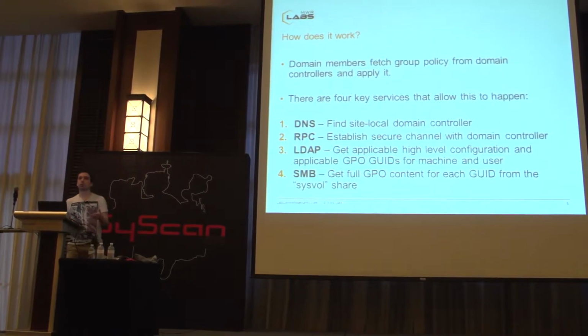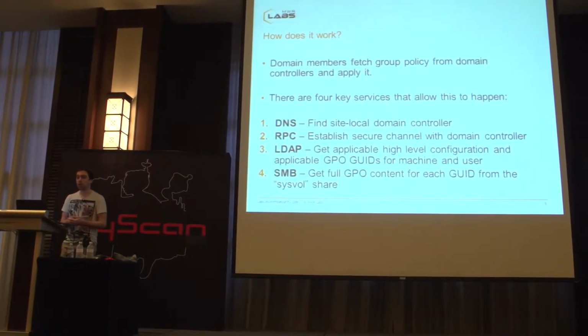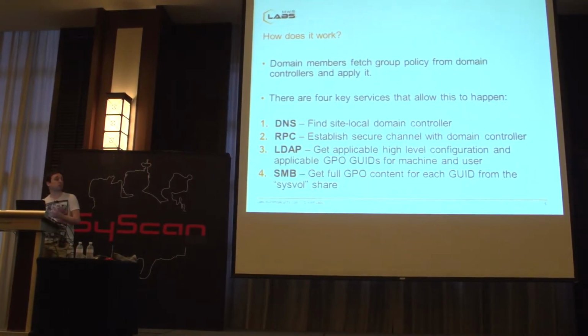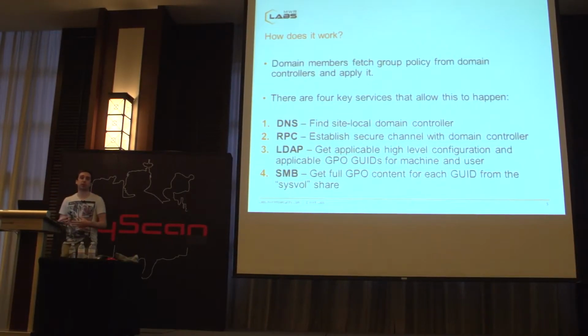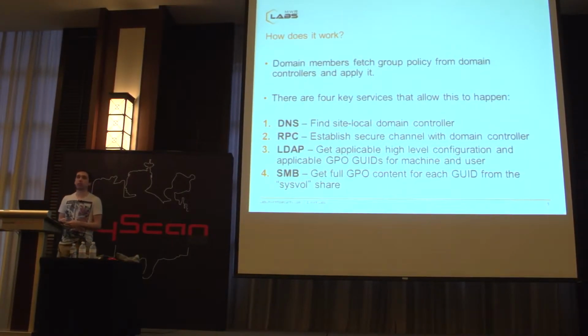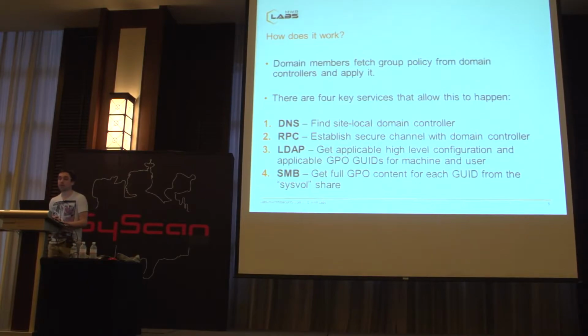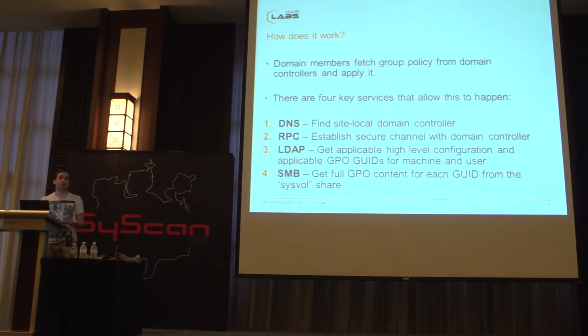You'll then have RPC connections involved, at which point it'll then eventually move on to using LDAP as a way of figuring out which group policy objects should apply to it. And then finally, generally, you would move on to SMB as being a method for actually getting the low-level settings, so the full group policy configuration content.